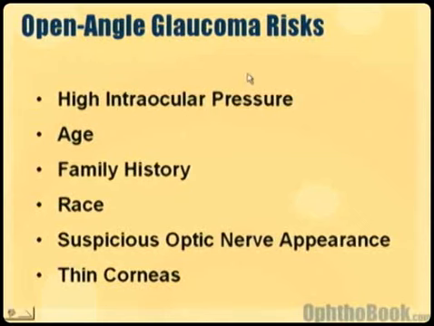Now, there are a lot of risk factors for having open angle glaucoma, and I'm going to go through some of these in the next few slides, but let's go ahead and list them. High intraocular pressure, that's obvious. If you have a patient with high pressure, then you think about glaucoma. Increasing age, family history, race, suspicious optic nerves in the back of the eye, and people with thin corneas are also at higher risk. But let's go over some of these.